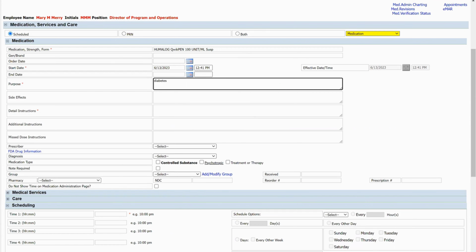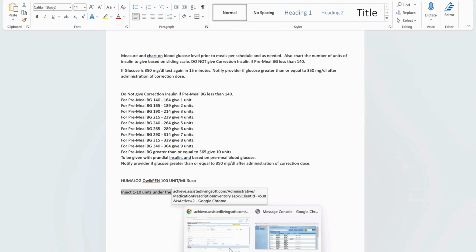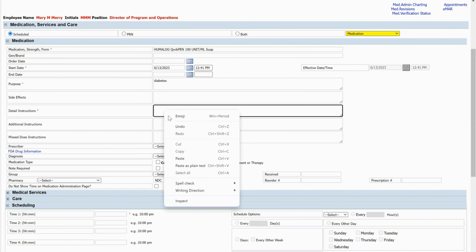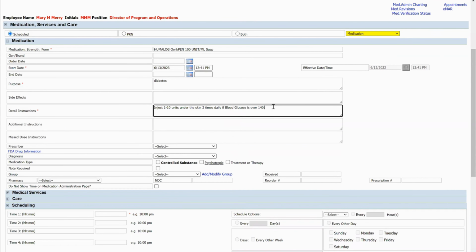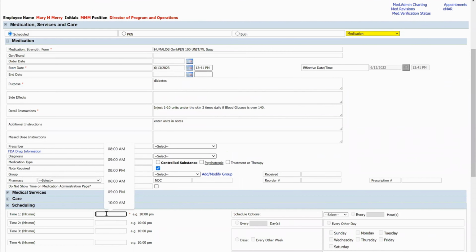And the instructions that the provider gave, pretty minimal. You could elaborate on that with more cautions, like check again, etc. All right, and enter units, notes, and this is important. The note is required because the user's got to tell us how many units they injected.